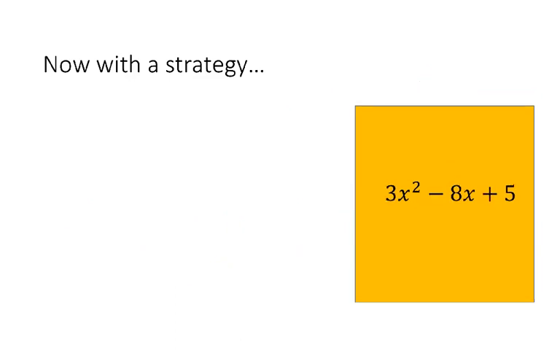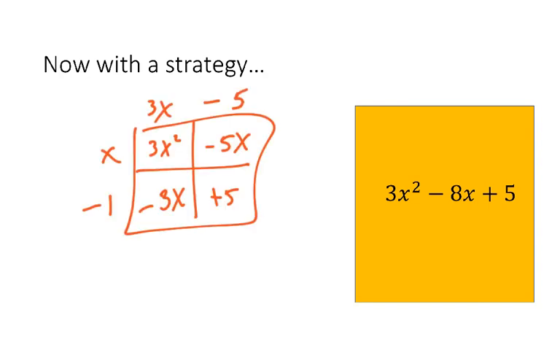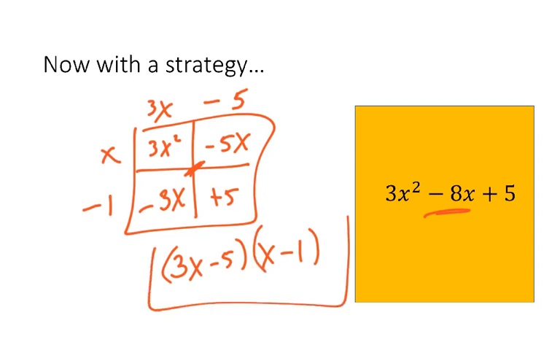Go ahead and hit pause. Try this one on your own. And then here is the completed diagram. When we put the combined like terms, negative 8x, we get that. Everything else checks out. So our factored form here is 3x minus 5 and x minus 1. That would be our factored form.